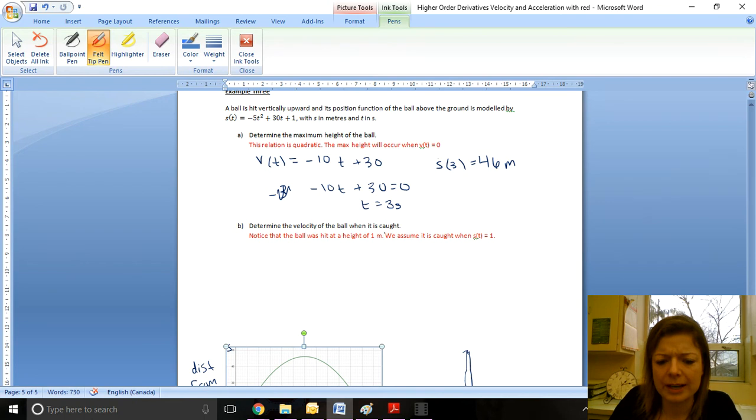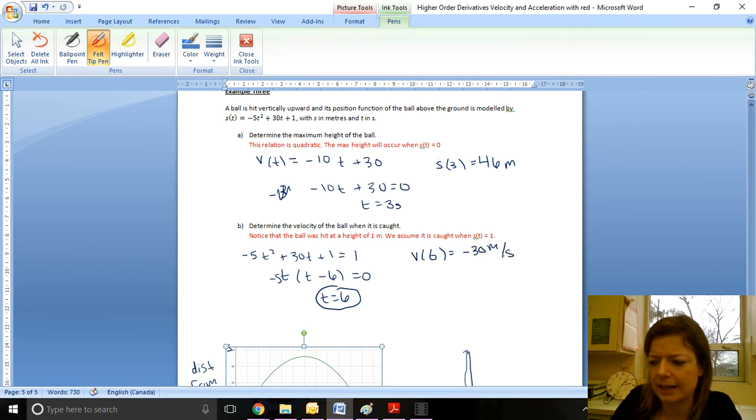Determine the velocity of the ball when it is caught. So notice we have to first figure out when it is caught. So we're assuming that that's at 1 meter. So we set our position function equal to 1. Okay. So then you move the 1 over, and then you can factor out -5t. Then you're left with t minus 6 equals 0. So it's caught after 6 seconds. So our velocity at 6 seconds is -30 meters per second. So we can say it's at a speed of 30 meters per second in a downward direction.